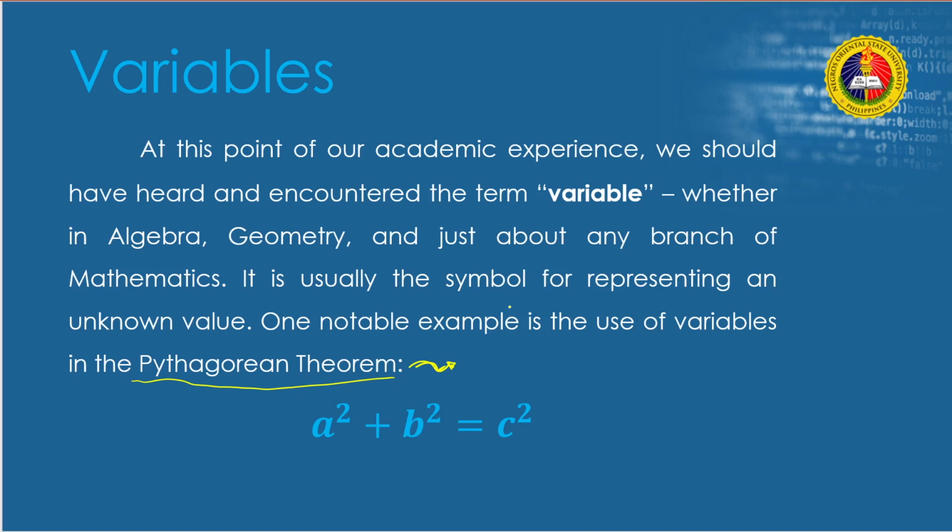The Pythagorean Theorem is maybe one of the most notable examples of mathematical equations that use variables. Since we don't know the value of either of these sides, we replace it with some kind of letters that temporarily represent the unknown value. So for example, if this is A, this is B, then it is C squared equals A squared plus B squared, something like that.